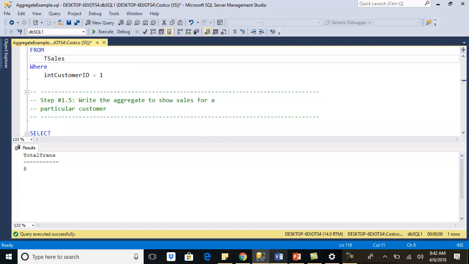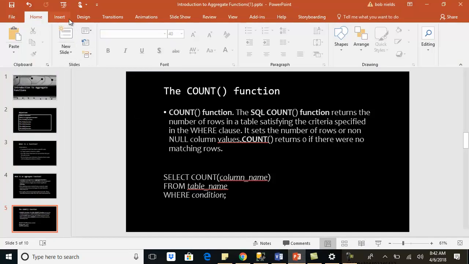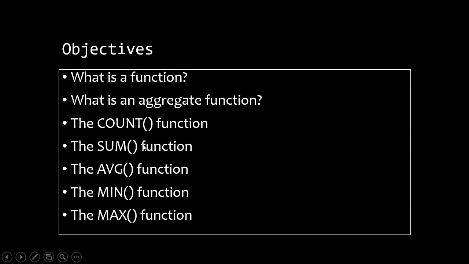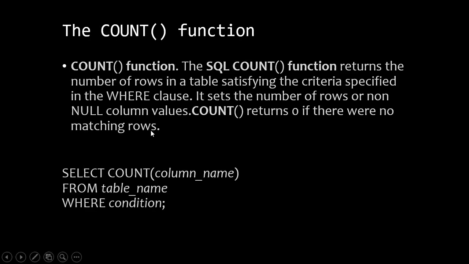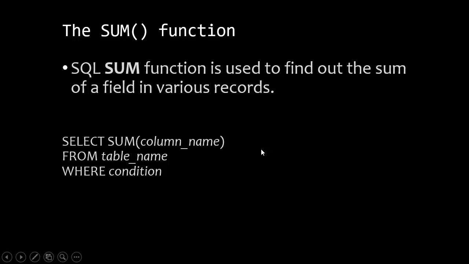Okay, let's get back to our piece here. I'm going to have to start all over every time I do this. That's not going to be good. But anyway, let's go back. Our next one is sum. Sorry about that. The sum function is used to find the sum of a field in various records. For the most part, what it's doing is totaling, adding up a column in every row of our result set.